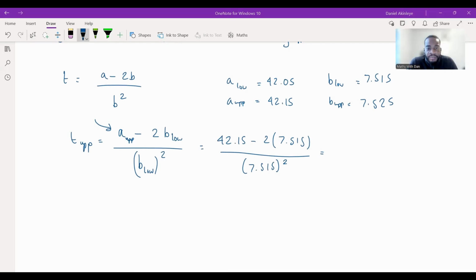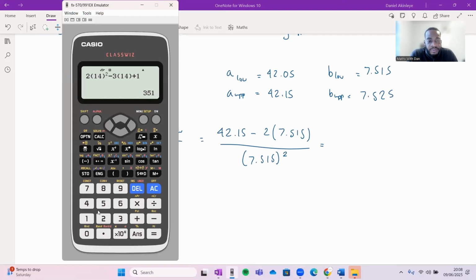Yeah. So we're going to have 42.15 minus two bracket 7.515, like that, over. Oh, it's not going to let me do that. I should have done it like this. Let me do it again. Put a fraction first. Oh, I could have just done two brackets actually. Anyways, doesn't matter. 42.15 minus 2 times 7.515, like that. Let me just double check. That looks good to me. Perfect.